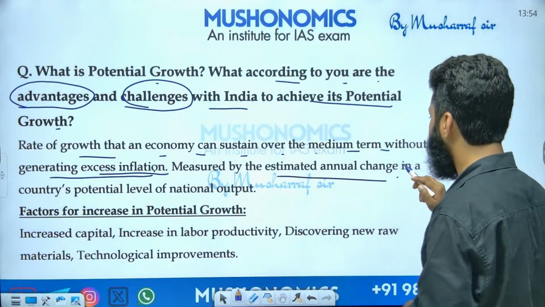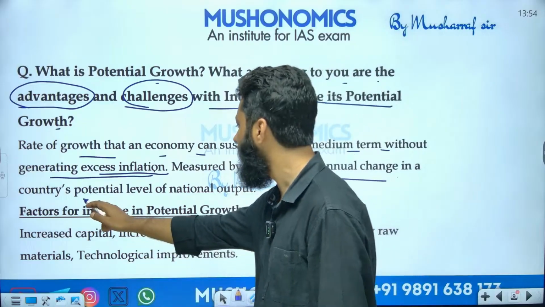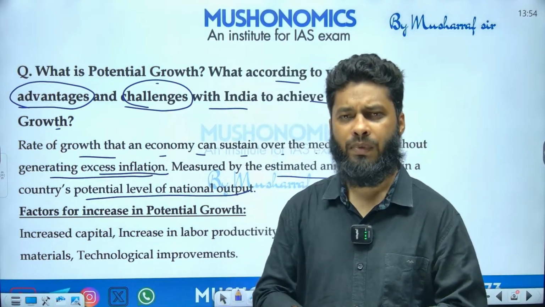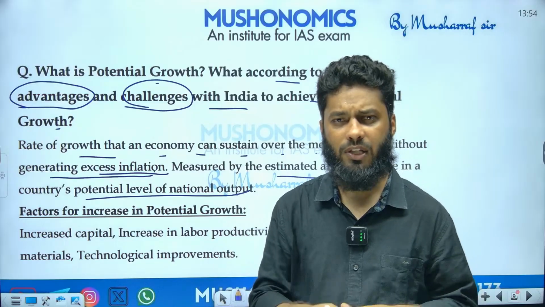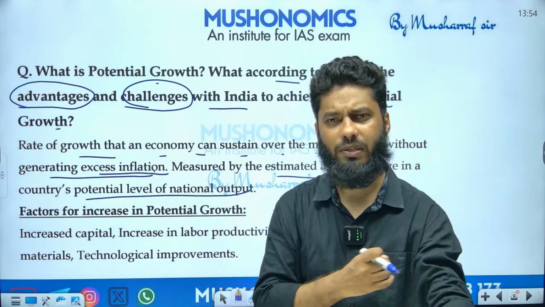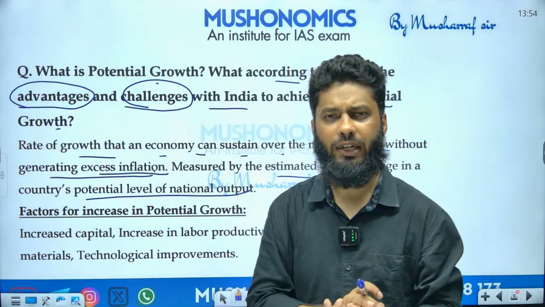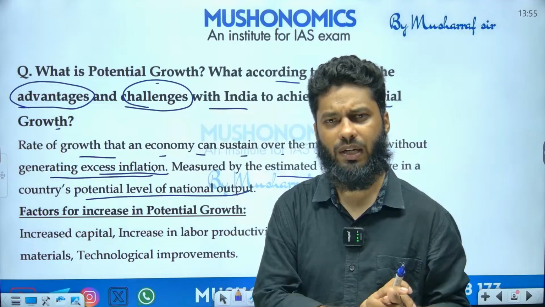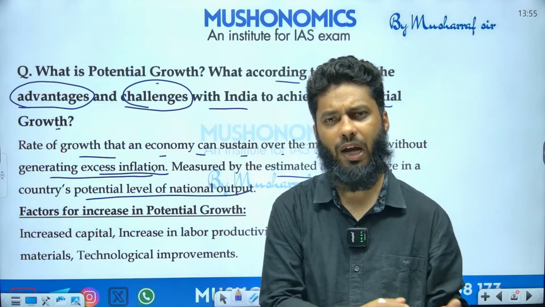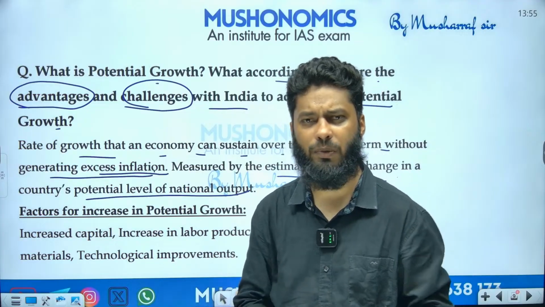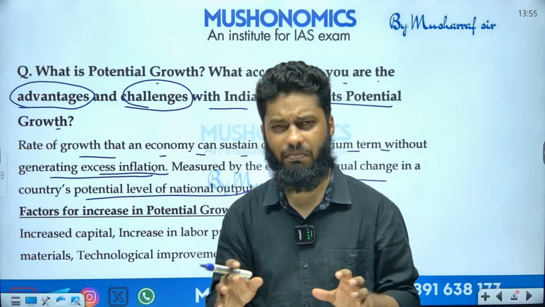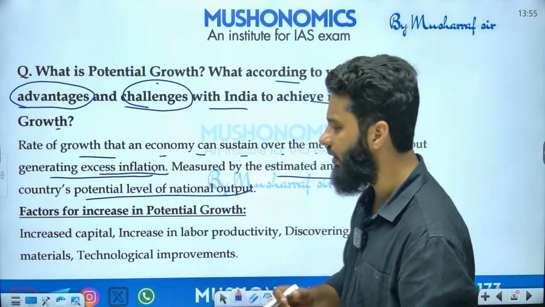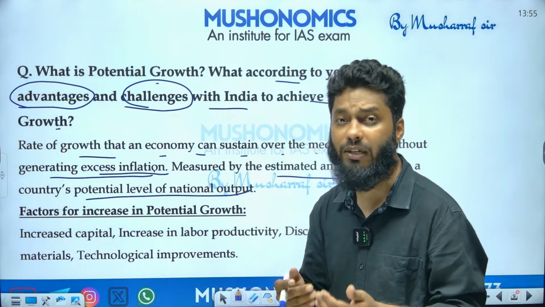It is measured by the estimated annual change in a country's potential level of national output, right? So for example, if we are projecting our growth as 6.8 to 7%, below 7% only, 6.3 to 6.8%, or by RBI it is 6.5%. Many institutions are projecting growth, for example IMF, World Bank, RBI, right? So it is below 7%, 6.3 to 6.8%, right?